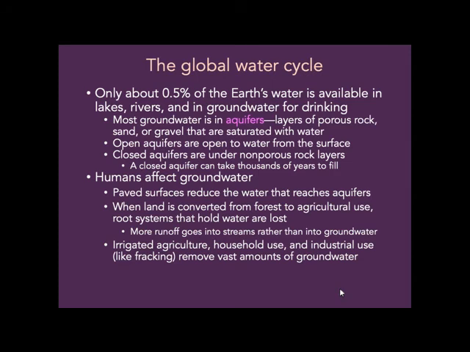We do things that affect groundwater. When we pave, it reduces the ability of the water to get down into the aquifers. When we take land that used to be a forest and make it into an agricultural field, the root systems from the trees that held onto the water are lost, and as a result, instead of the water going down through the soil into the groundwater, a lot of the water will go over the surface and into streams. Also, we have practices like irrigating crops, taking showers and washing dishes, and industrial use like fracking, which use lots and lots of groundwater.